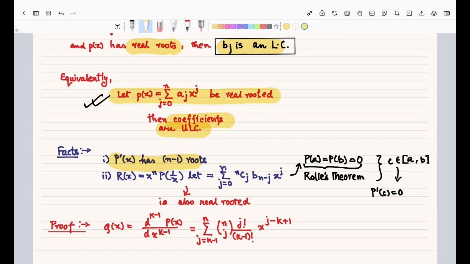So p dash x has n minus 1 roots, and r of x, if you write r of x as x to the power n times p of 1 by x, then you can state that it is just nothing but this expression. Just try to formulate it on your own and you will get it, right? Now if you see, r of x is also a real rooted function basically, right? R of x is also a real rooted function.